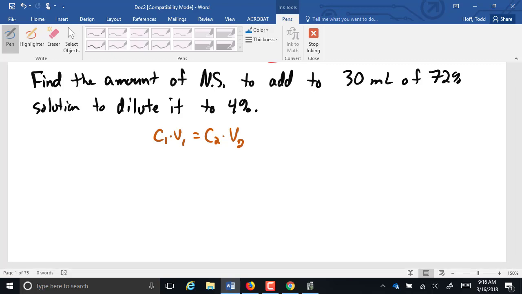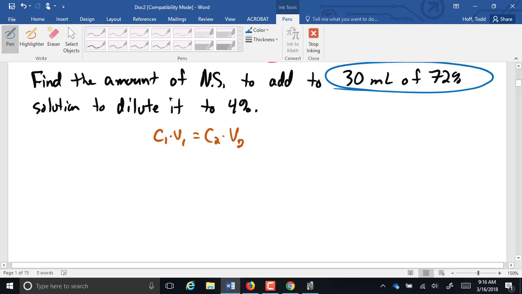So let's see how you're doing. We got C1V1 equals C2V2. We have the 30 milliliters of the 72% solution. So C1 is the 72 from the 72%. V1 is the volume of 30 milliliters. C2, we want 4%. We're going to be looking for that second volume.